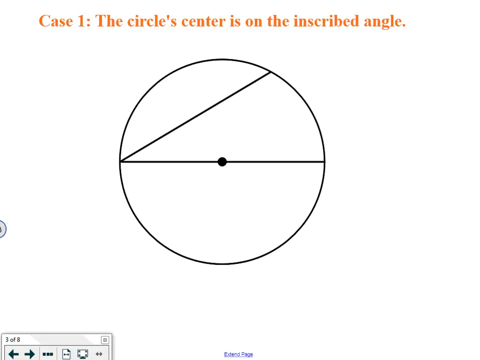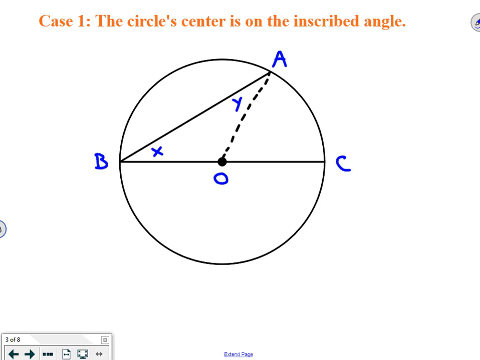In order to prove case one of the inscribed angle conjecture, we have to draw in that radius. Now I'm going to go ahead and call this inscribed angle ABC of circle O. And I've drawn in radius AO. Let's also label our inscribed angle as a measure of x.